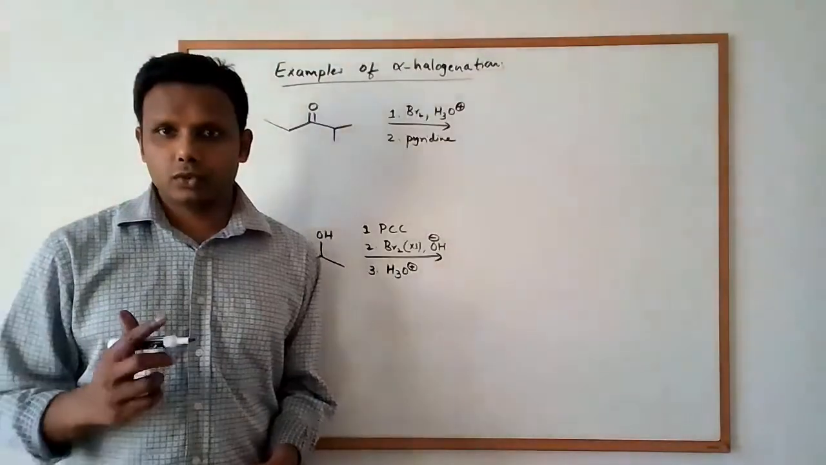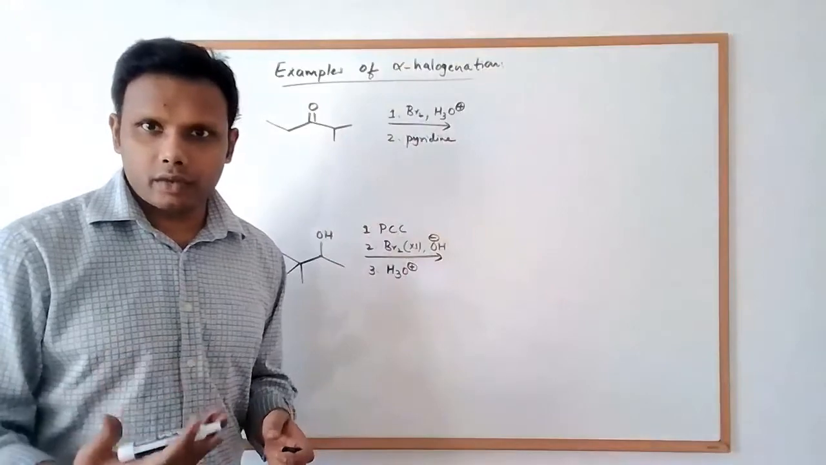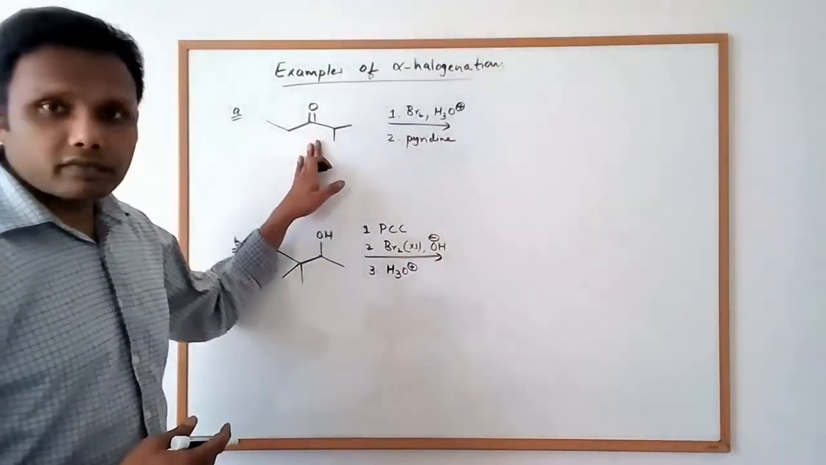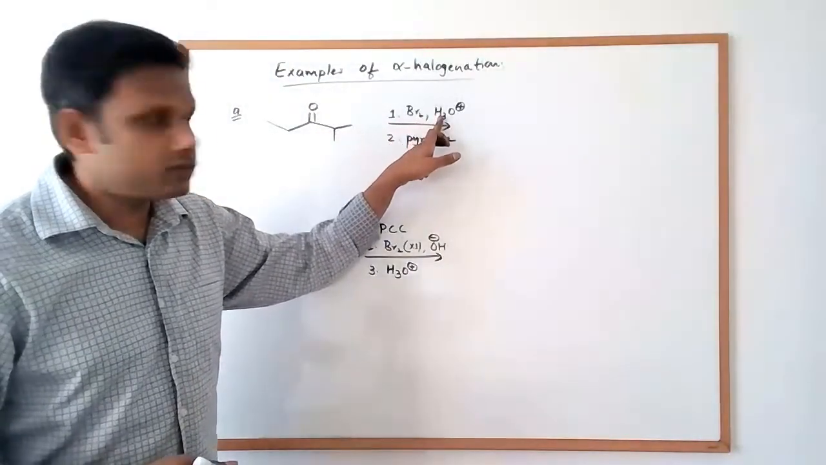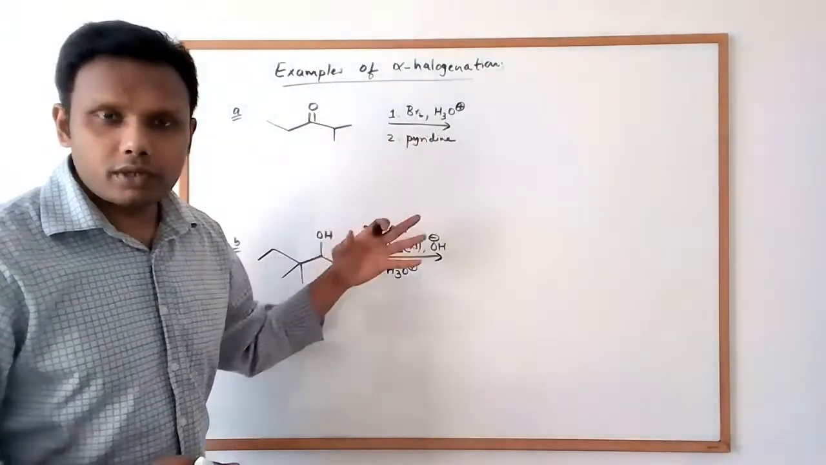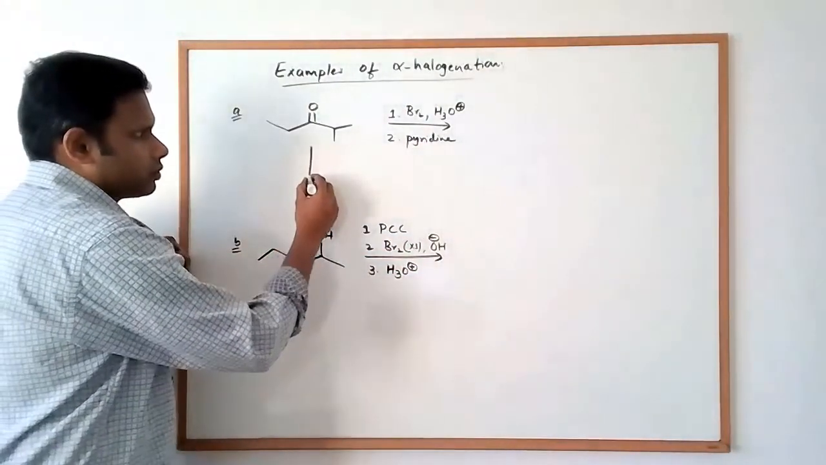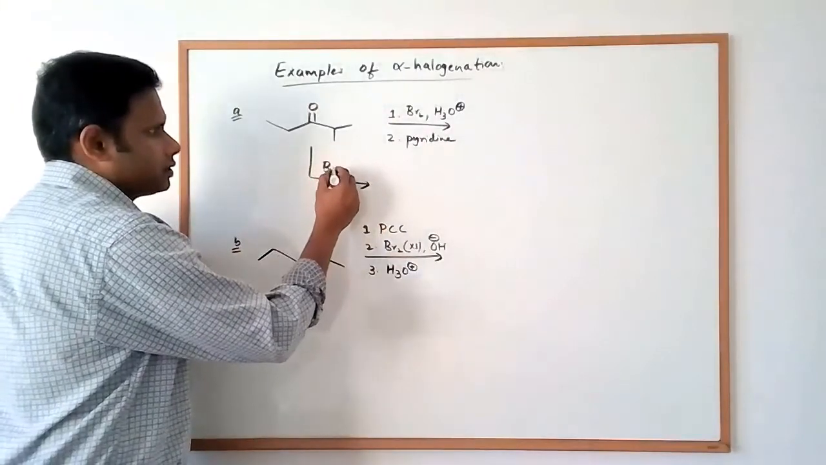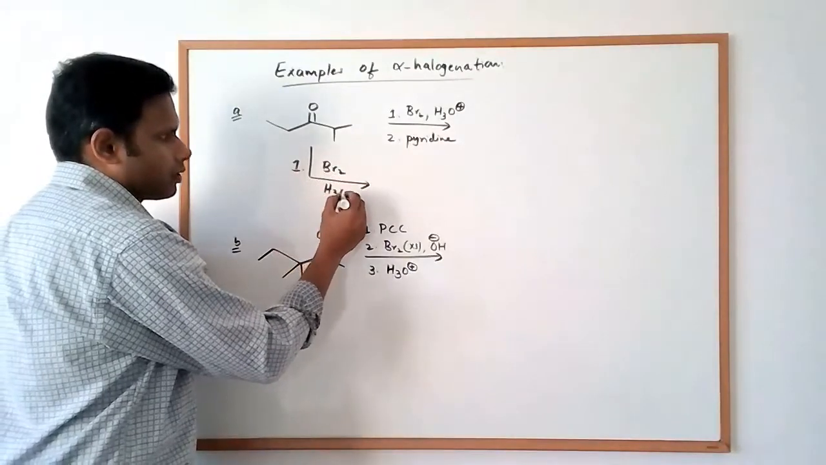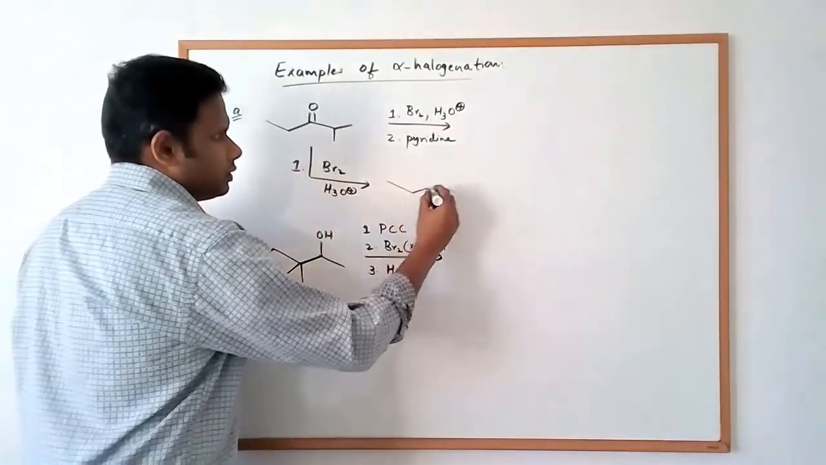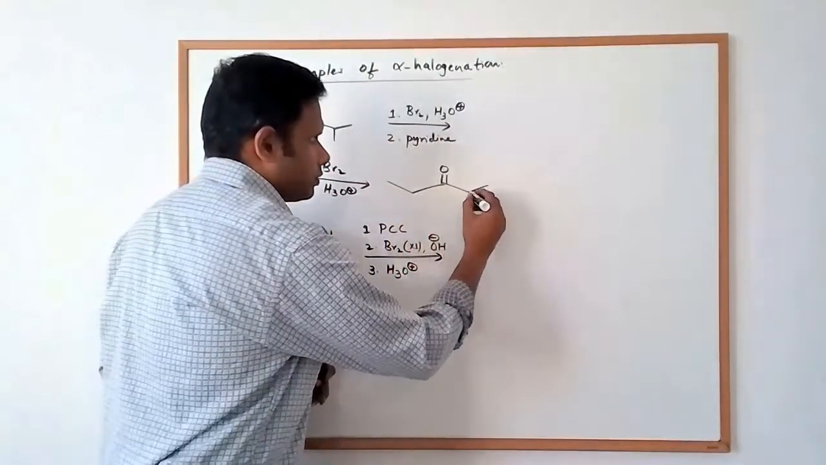Next, let us look at two quick examples of using alpha halogenation under acidic and basic conditions. The first example I have here is a ketone, and we're reacting it with bromine under acidic conditions first, and then reacting the product from there with pyridine. So if we look at it, under acidic conditions using bromine, this is the first reaction, our product is going to be, let's see what our product is going to be here.